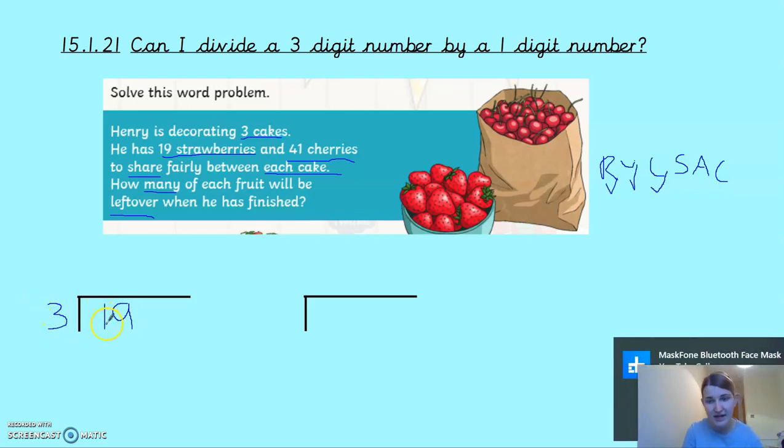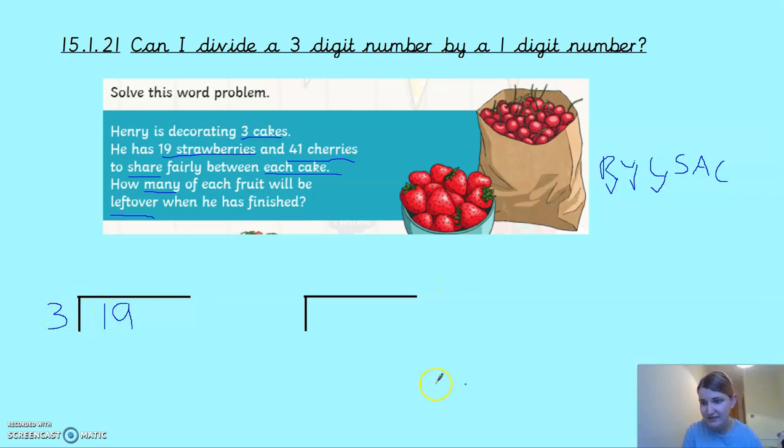How many groups of 3 can I make out of 1? I can't make any actually. So I'm going to carry the 1 over. If I've got 19 and I'm dividing it by 3, then I'm going to have 6 groups of 3. And I'm going to have, how many would that be left over? Remainder 1. Yeah, because 6 groups of 3 is 18. I've got 19, so then I'd have 1 left over I couldn't make into a group.